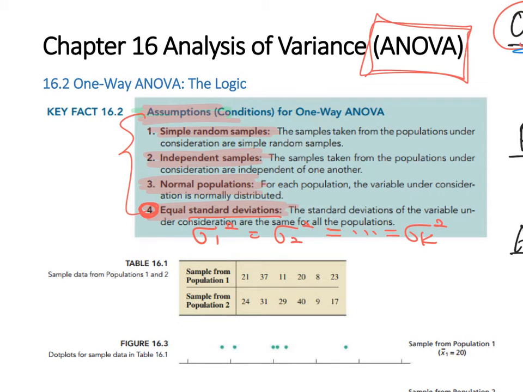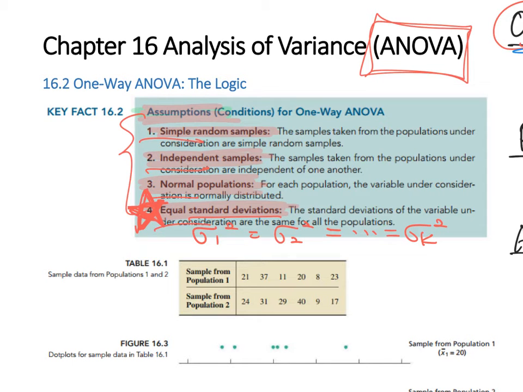When you read the textbook for the topic of the pooled t-test, the assumptions are exactly the same. So basically you can understand ANOVA is the extension of the pooled t-test. So we have four kinds of assumptions, and the last one, the equal variance, equal standard deviation, is the most important.